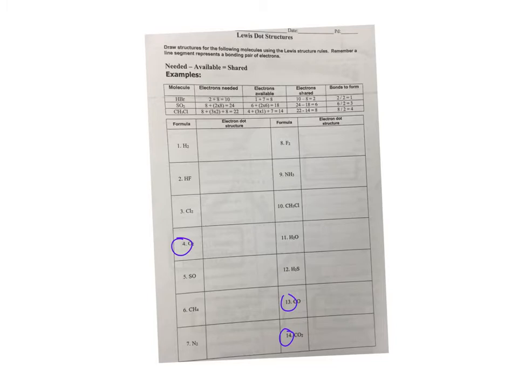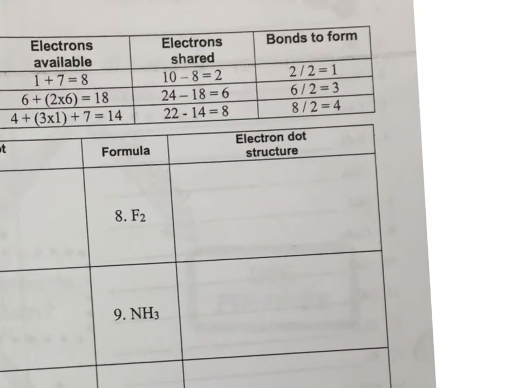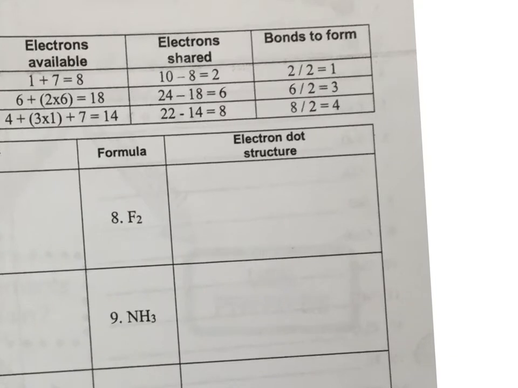Okay. So let's do something like F2. Okay, let's do that one. So I'm going to do my NAS off to the side and I'll draw my structure in the middle. So I have two of the same thing, so I don't have to worry about a central atom here. I'm just going to draw my two F's so I'm ready to go. Then I'm going to go N minus A, S.